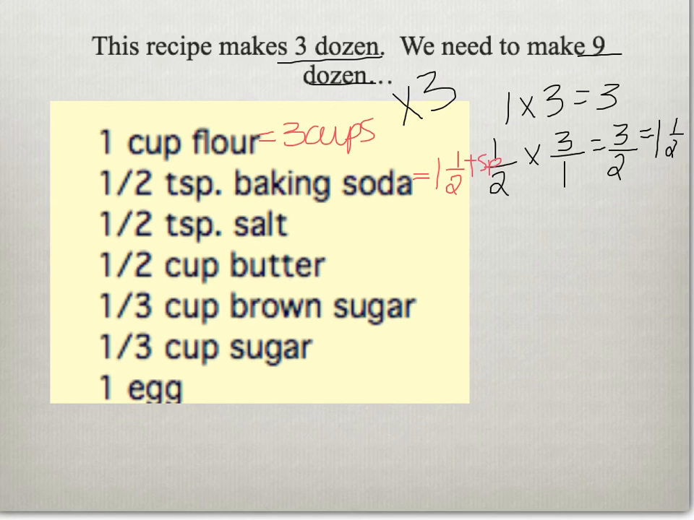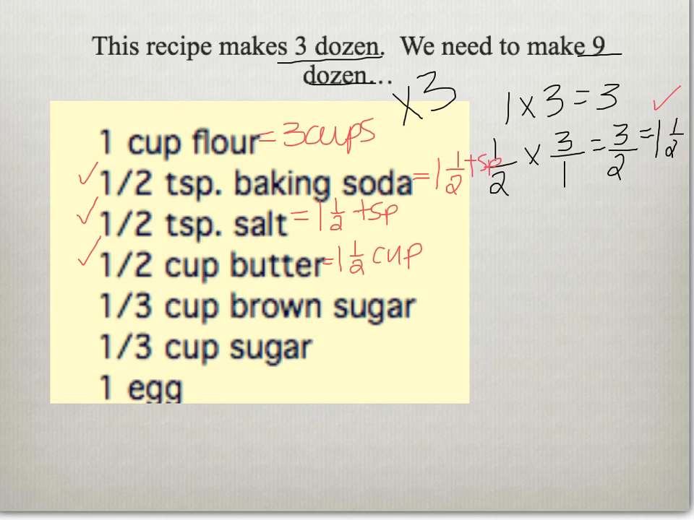Now, if you notice this, maybe you did all the work, but maybe some of you noticed that the baking soda, the salt, and the butter all call for half of a teaspoon or a cup. So you could have done the work 3 times, or you could have just realized that they all would have been exactly the same, 1 1/2. This one is 1 1/2 teaspoons of salt and 1 1/2 cups of butter.